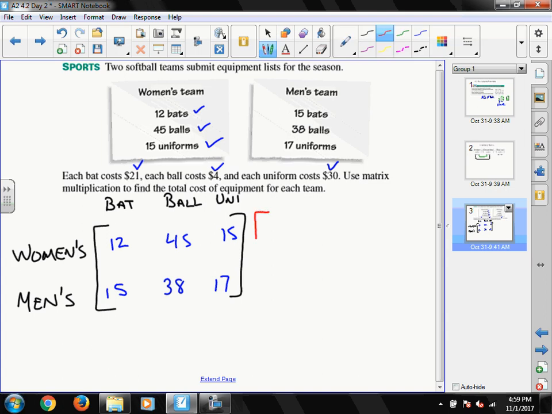And we've got our cost matrix. We're going to multiply these two. Each bat is going to be $21. Each ball is going to cost $4. And the uniforms are $30.